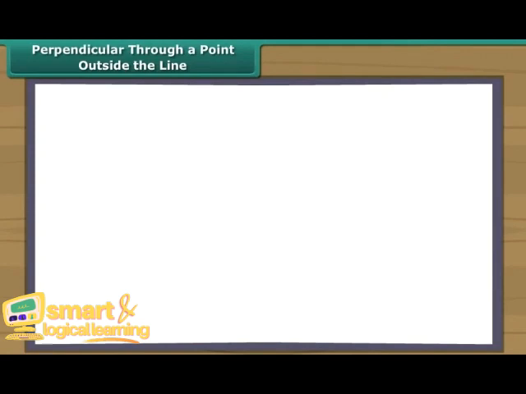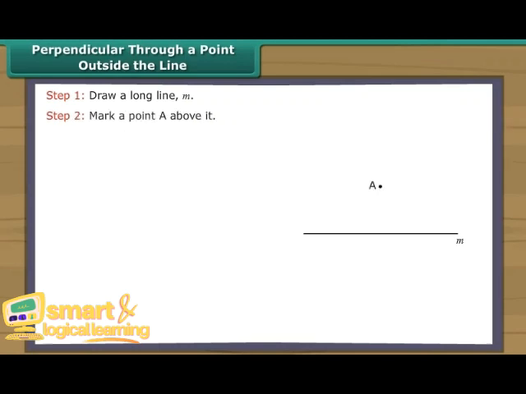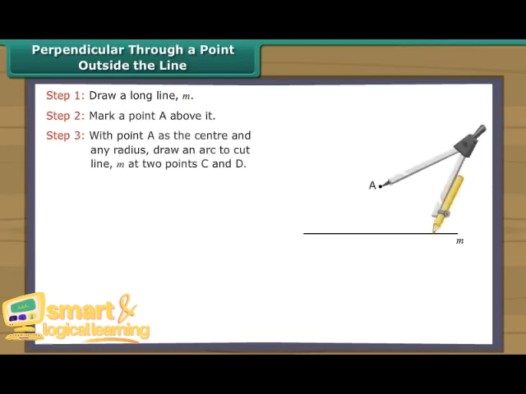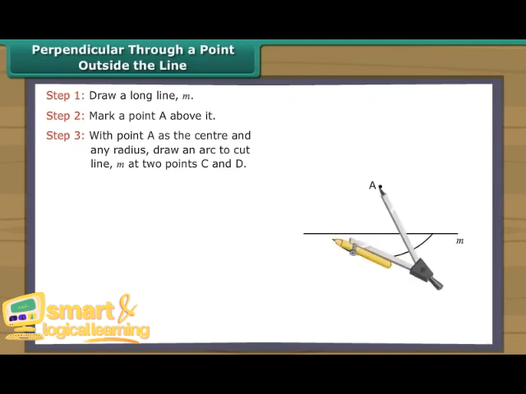Perpendicular through a point outside the line. Draw a long line M. Mark a point A above it. With point A as the center and any radius, draw an arc to cut line M at 2 points C and D.